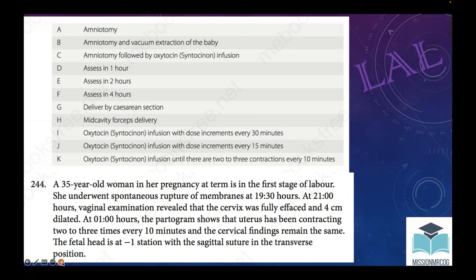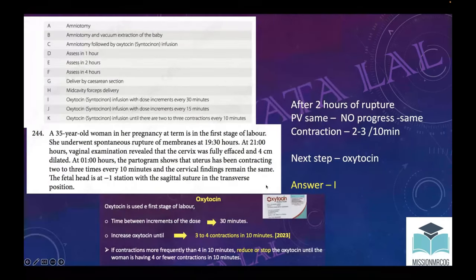It is very clear. Here contractions are less, though it is not going according to the guideline, but 2 to 3 contractions. We want contractions to be at least 3 to 4 per 10 minutes. So the answer will be oxytocin.